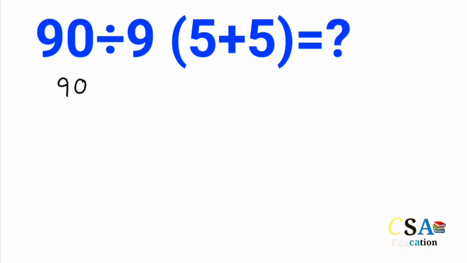It's 90 divided by 9, and 5 plus 5 is equal to 10. So 90 divided by 9 times 9 is 90. 90 divided by 90 is equal to 1, but it is wrong.